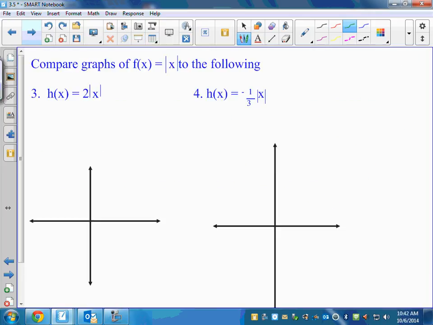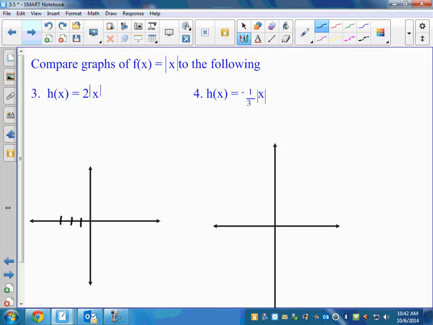Oh look, 2 absolute value graphs. I like vertical stretches and compressions better than horizontal. I don't know why, but that's why I picked these 2. These are ones where I would say maybe think about making an XY chart just to pick a couple points, even if you know the shape. Like, I know absolute value is a V-shaped graph, but just to kind of get used to what's happening here.